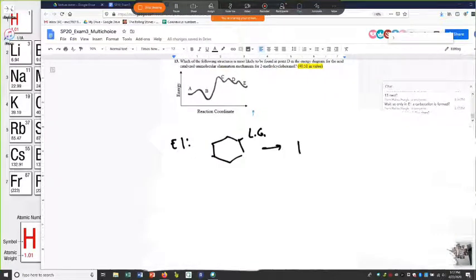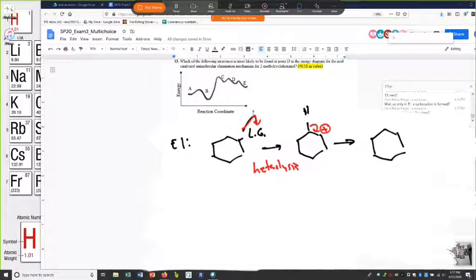And in E1, the leaving group leaves first, leaving behind a carbocation. So we get the heterolysis. And then you get the elimination step, where your hydrogen is removed to form the pi bond. And this is where I disagree with Carty's labeling, but he calls this electrophile or electrophilic elimination. And I think he should be calling it an acid elimination.